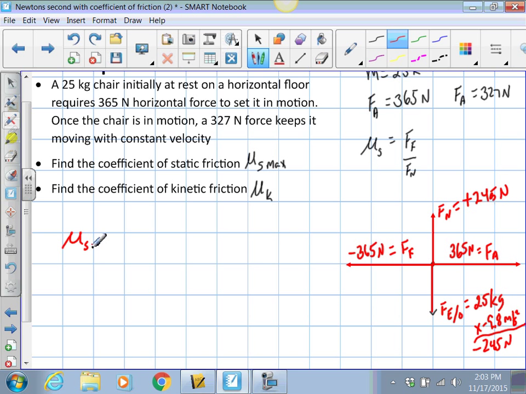The mu s max equals the friction force of 365 divided by the normal force of 245. Take the absolute value of that because mu is a positive value. And what do you end up with? 1.49.